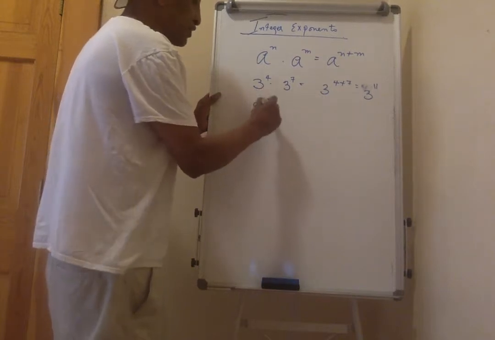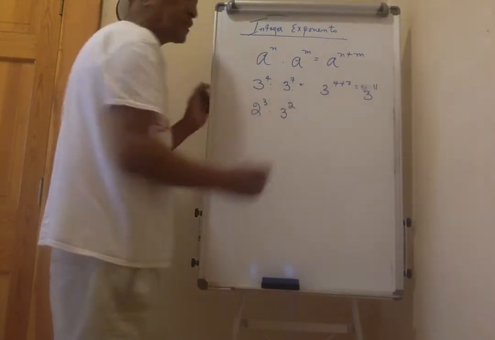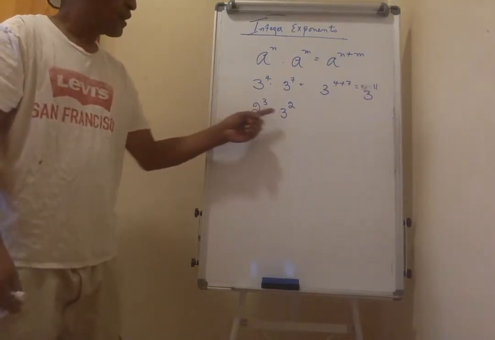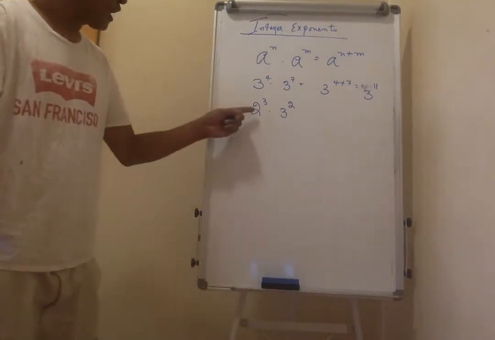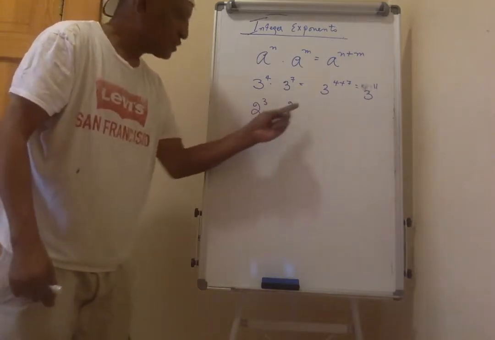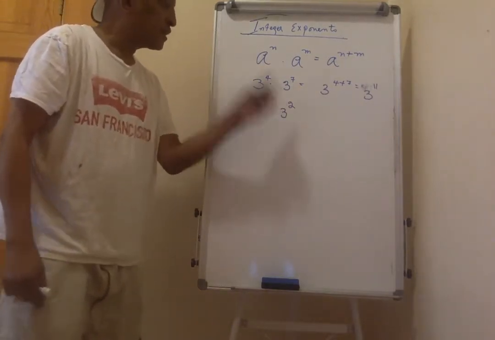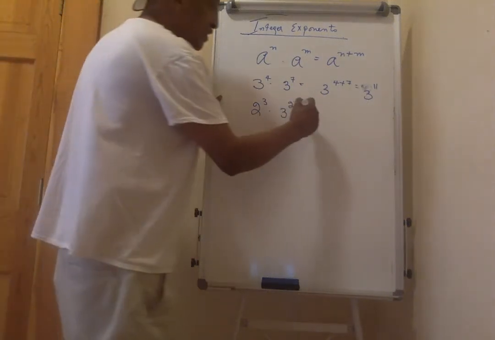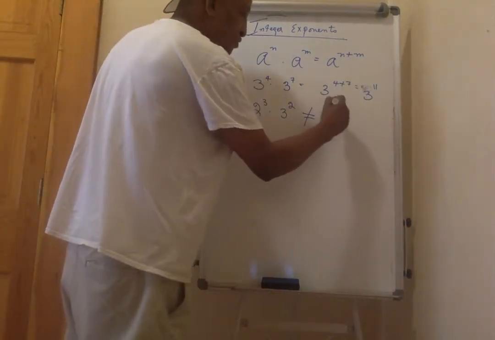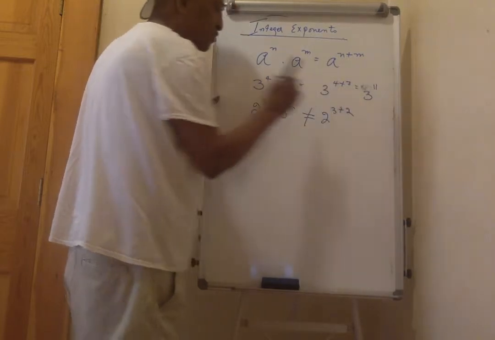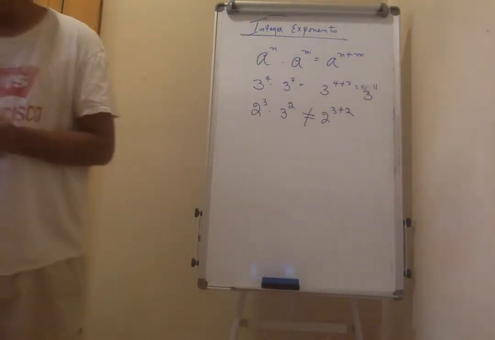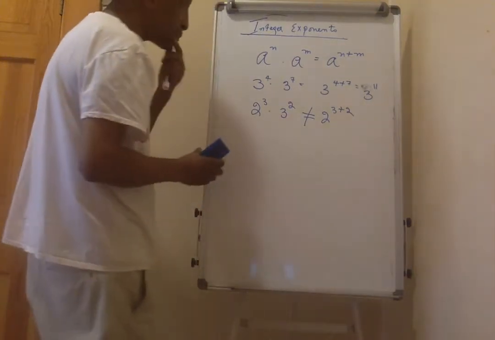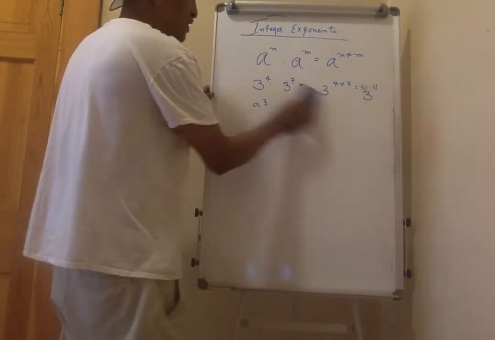What about 2 to the third times 3 to the second? We cannot use the product rule because the bases are different. So you have to do 2 to the third, which is 8, and 3 to the second, which is 9, and multiply: 8 times 9 is 72. So this is not 2 to the third plus 2. So make sure before you use the product rule that the bases are the same.